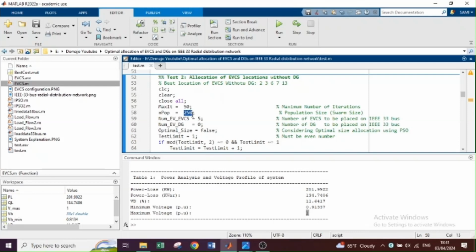So for this section, we're going to determine the population of the IPSO to be 250, and the iteration would be 50. The number of EV charging stations would be set to 5, and there is a test limit here which we set to 1, and I'll explain at the end of this video why we have the test limit. For now, we just keep this one at 1.